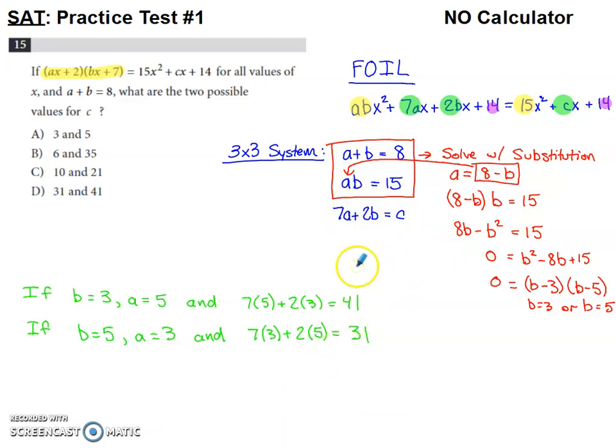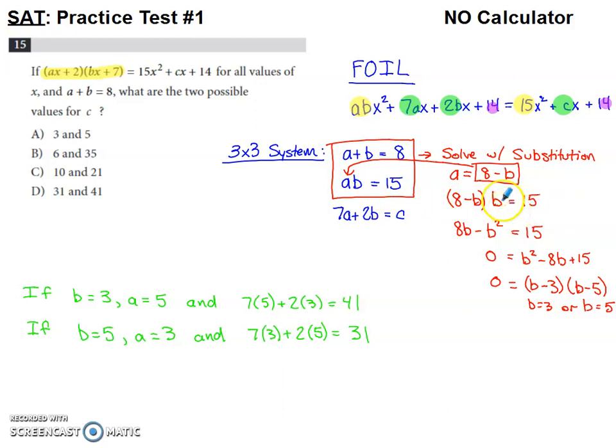If you notice what I've boxed here, I've boxed a plus b equals 8, what we were provided with, and a times b equals 15, which we got from setting the coefficient of x squared on the left side equal to the coefficient of x squared on the right side. This right here is a 2 by 2 system, 2 variables, 2 unknowns. We should be able to solve that system. So I took this equation and subtracted b from both sides, so a was equal to 8 minus b. I was then able to substitute 8 minus b in place of the a in this next equation. So I have 8 minus b times b equals 15.